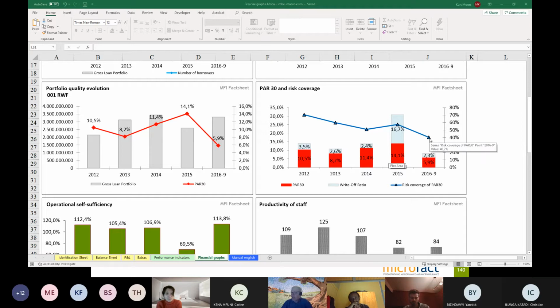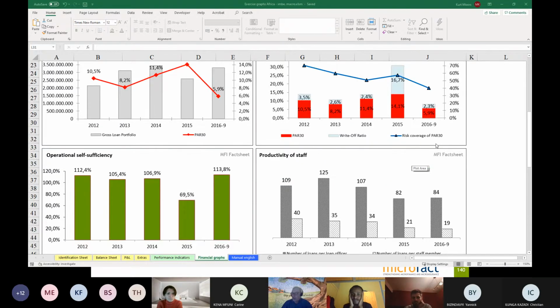And now, of course, this year writing off, they did have, it's still a little bit better, 5.9 compared to the previous years. After writing off, it was indeed in better shape, but you can see it's only 40%. It's only 40% of risk coverage.